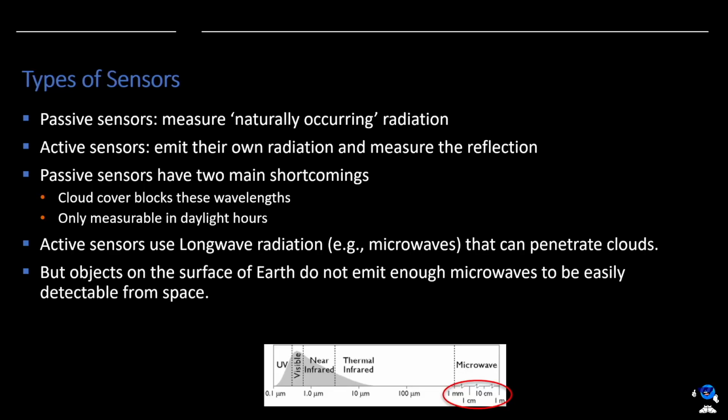So there are a couple different types of sensors. There are passive sensors, which measure naturally occurring radiation, and active sensors, which emit their own radiation and measure the reflection. Passive sensors have two main shortcomings: cloud cover blocks these wavelengths, and they're only measurable in daylight. Active sensors use long-wave radiation, for example microwaves, that can penetrate clouds, but the objects on the surface of Earth do not emit enough microwaves to be easily detectable from space.